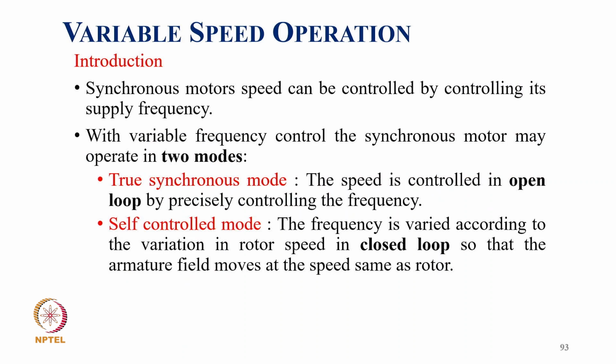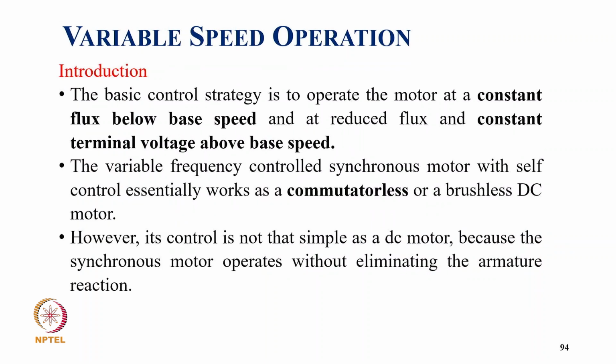Now coming to variable speed operation. In the synchronous motor, the speed can be controlled by controlling its supply frequency. With the variable frequency control, the synchronous motor may operate in two modes. True synchronous mode, where the speed is controlled in open loop by precisely controlling the frequency, and self-control mode, where the frequency is varied according to variation in rotor speed in closed loop, so that the armature field moves at the same speed as the rotor. The basic control strategy is to operate the motor at constant flux below base speed and at reduced flux or constant terminal voltage above the base speed, and the variable frequency controlled synchronous motor with self-control essentially works as a commutatorless or brushless motor.